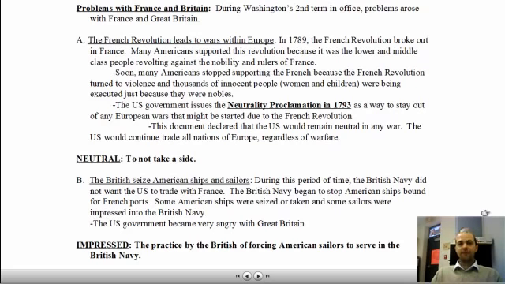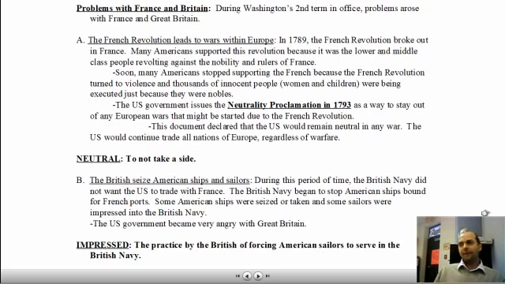So, in 1793, the U.S. government issued the Neutrality Proclamation, and it was a way to stay out of any European wars that might be started because of the French Revolution. And there were many wars because of the French Revolution. There was a war in Austria, in England, and all over Europe. Okay, this document declared that the U.S. would remain neutral in any war, and the U.S. would continue to trade with all nations of Europe, regardless of warfare.